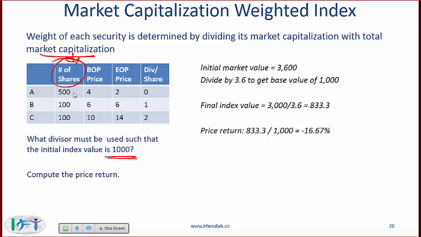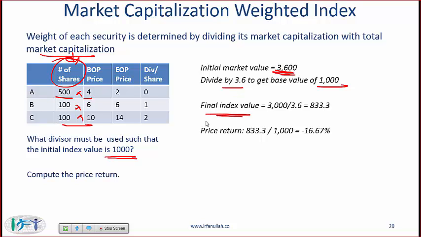If we take the sum of the market capitalizations, for A, what do we have? 500 times 4. For B, you have 100 times 6. For C, you have 100 times 10. If you multiply each of these and add up, you will get 3,600. To get 1,000, you have to divide by 3.6.